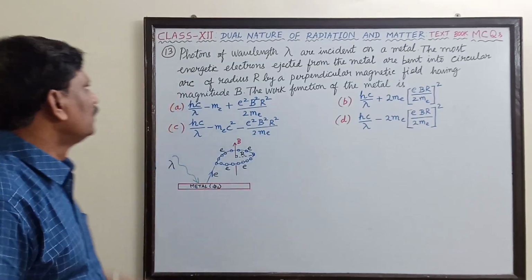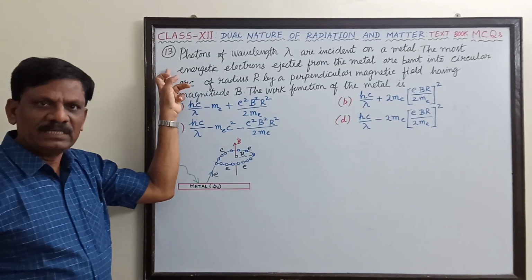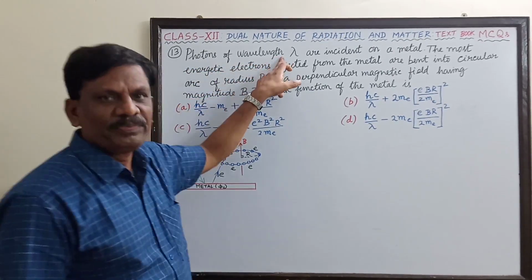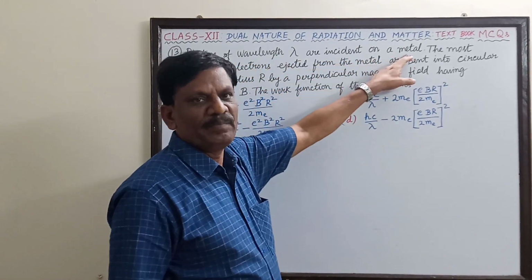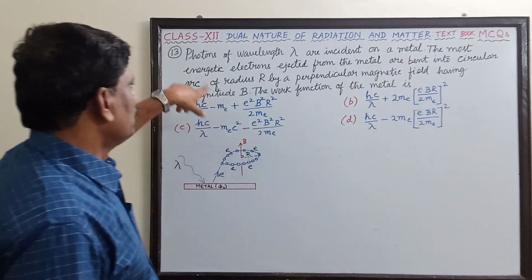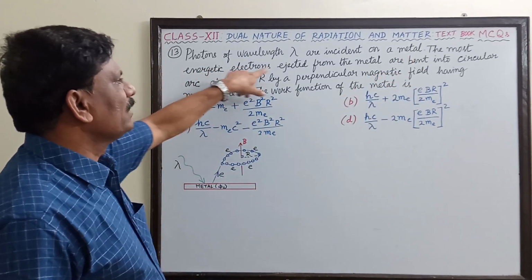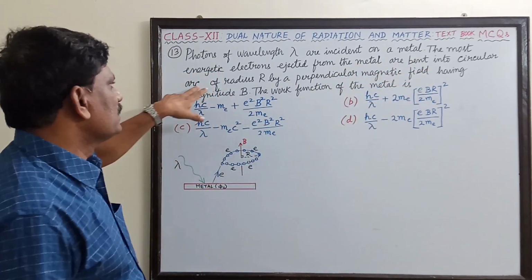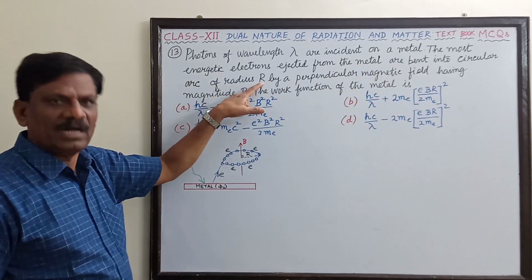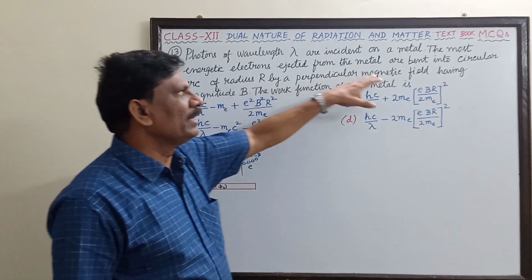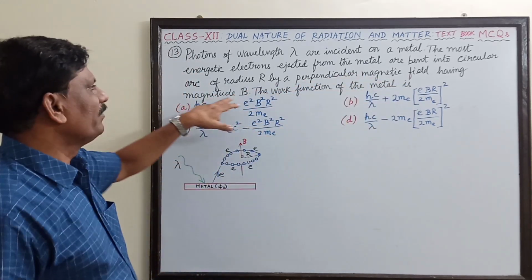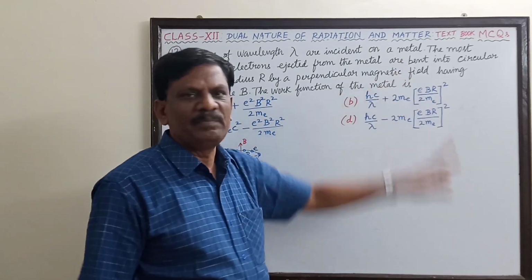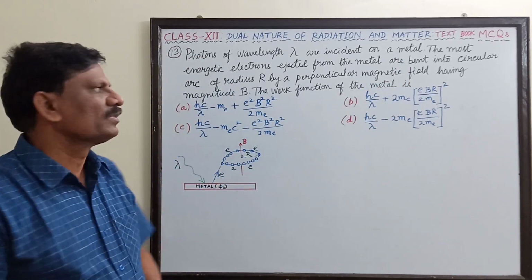Hi students, problem number 13 in MCQ. Photons of wavelength lambda are incident on a metal. The most energetic electrons ejected from the metal are bent into a circular arc of radius r by a perpendicular magnetic field having magnitude B. The work function of the metal is to be determined.